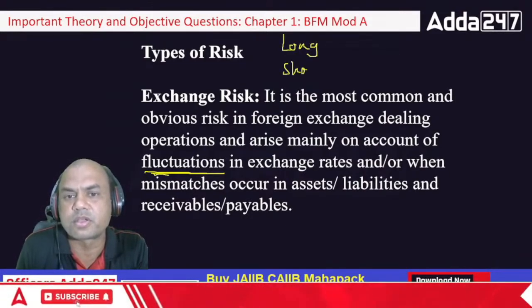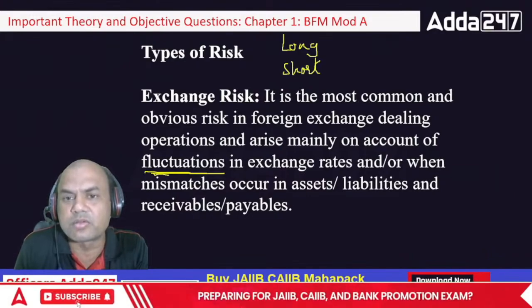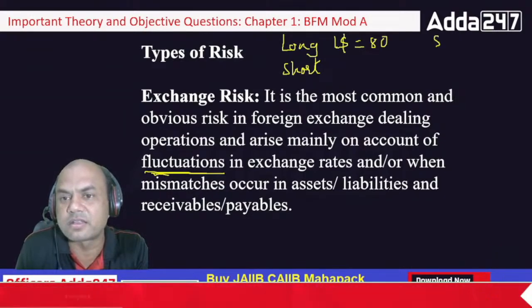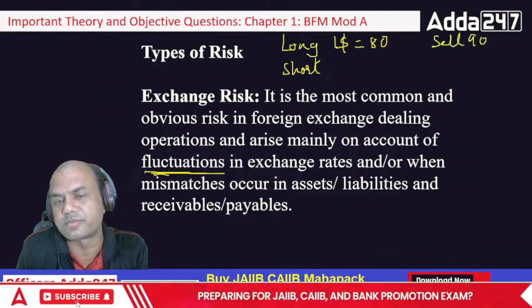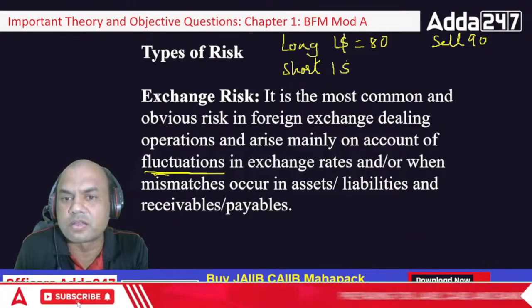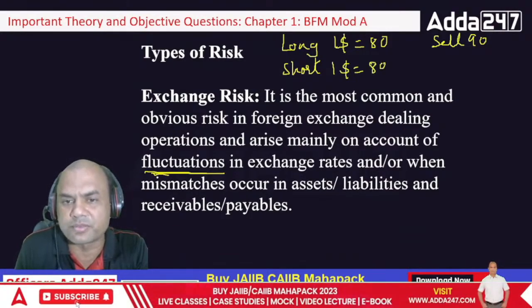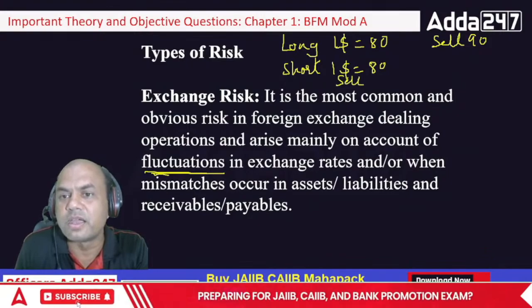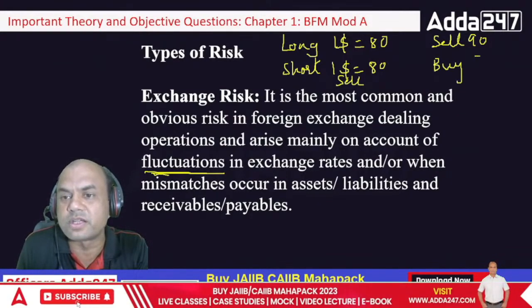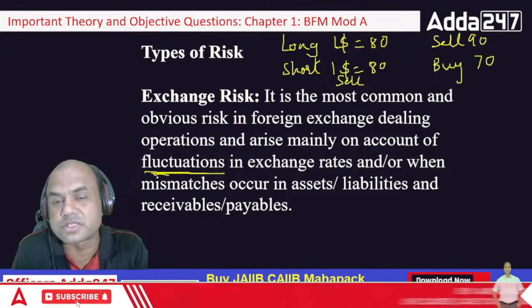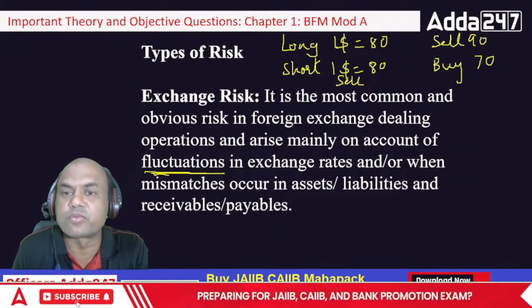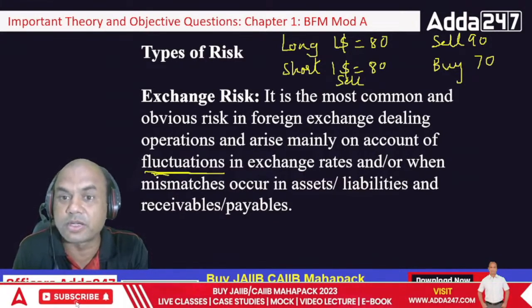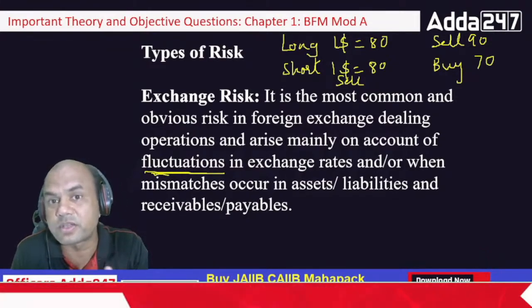Okay. Long means if I buy now, $1 equals 80, I buy, and then I sell at 90. So that is long. Short means $1 equals 80, I sell now. Here I am selling first. I sell at 80 and then I buy when it goes to 70. So this is a short position. So understand, if the dollar goes from 80 to 90, the one who is in the long position will benefit, but the one who is in the short position will suffer losses.